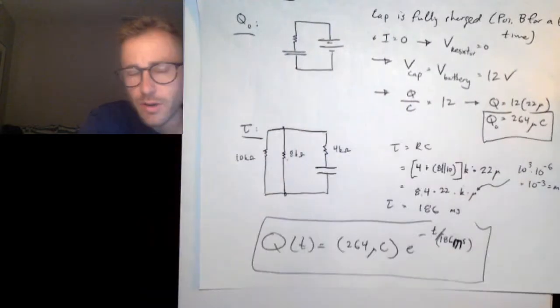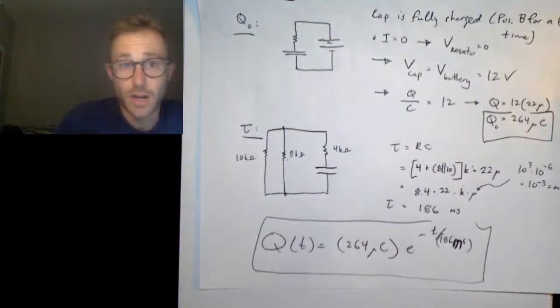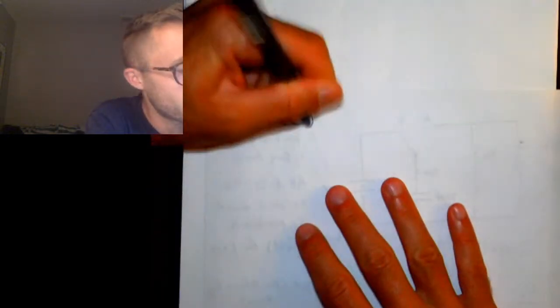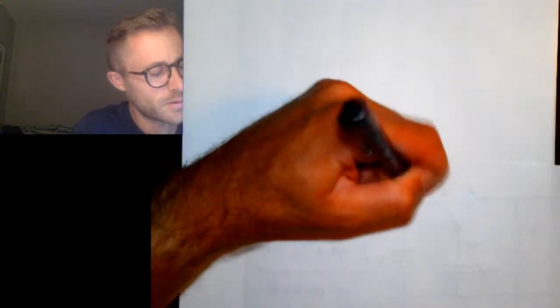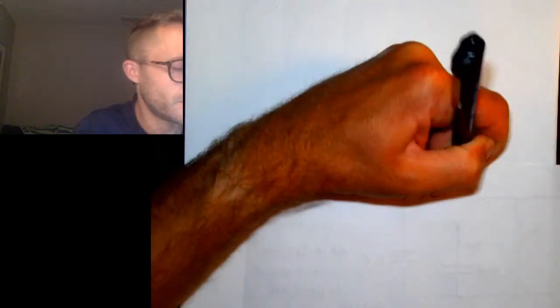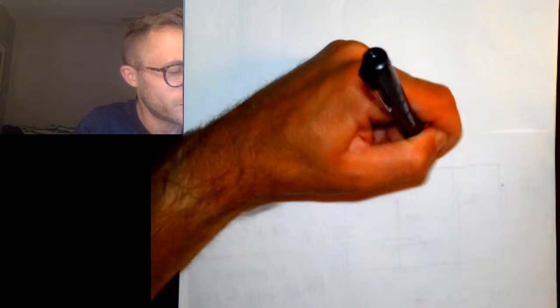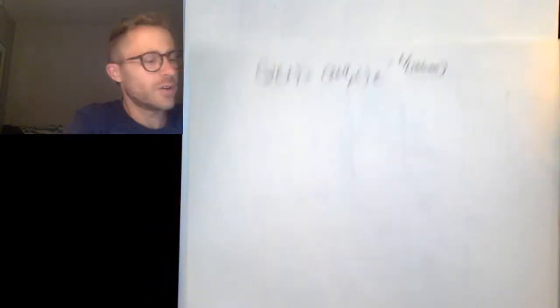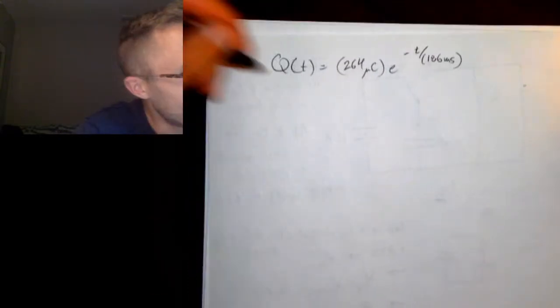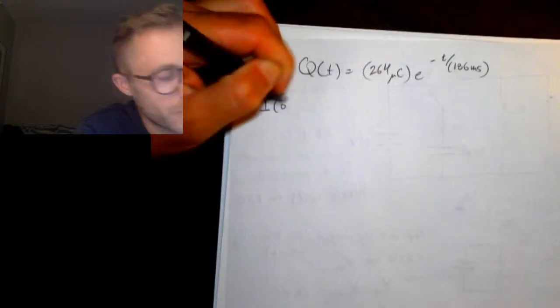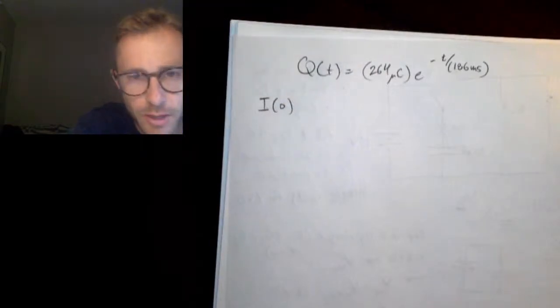But I want to go a little bit further. I want to just show you how you can do calculations with this. So I'm going to flip the page and copy that equation down again: 264 micro e to the minus t over 186 millis. All right, so what if I wanted, for example, what is the current at time equals 0? What is the current through the capacitor at time equals 0?